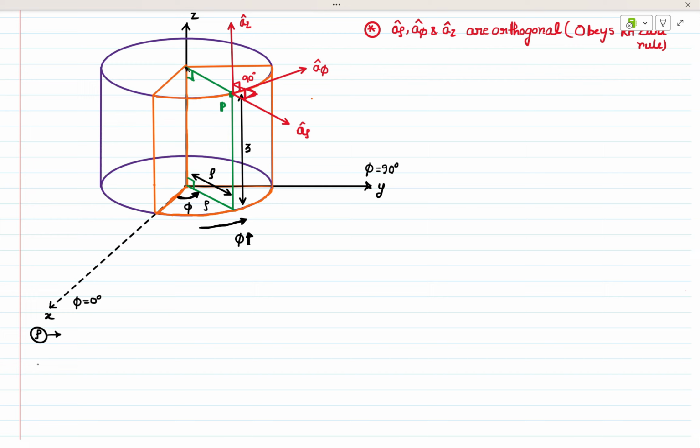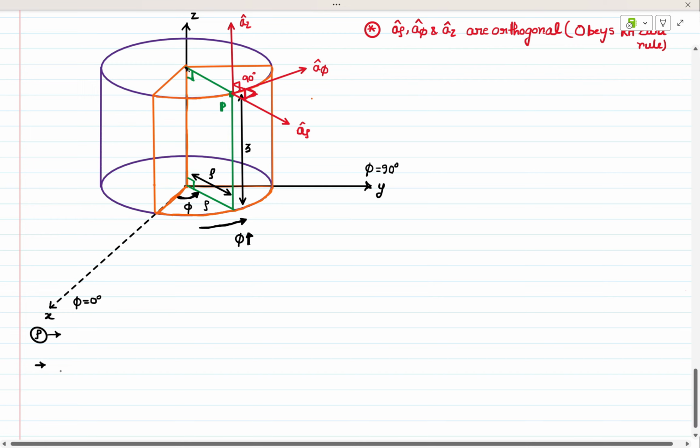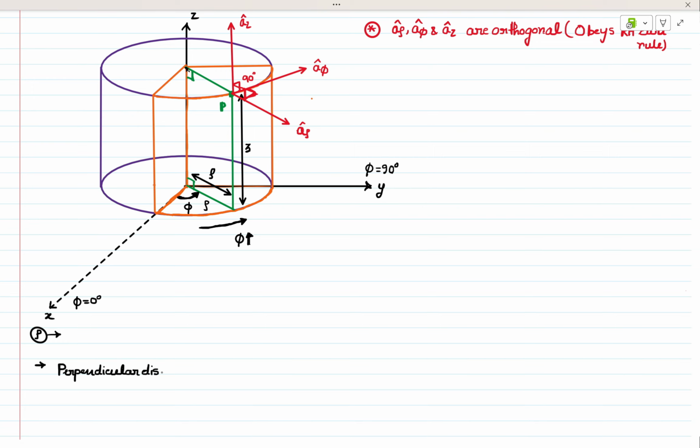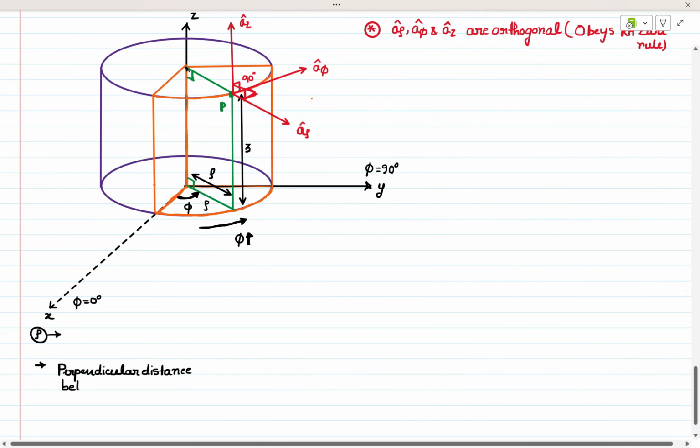Rho is nothing but the perpendicular distance between point P and the z axis. That is the rho. Now what is the range of the rho?